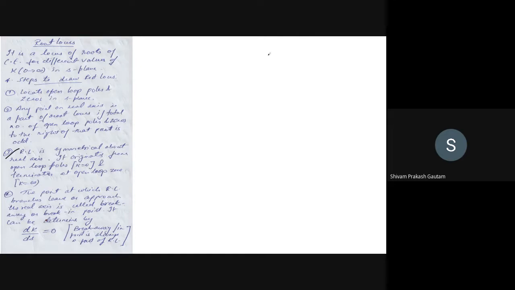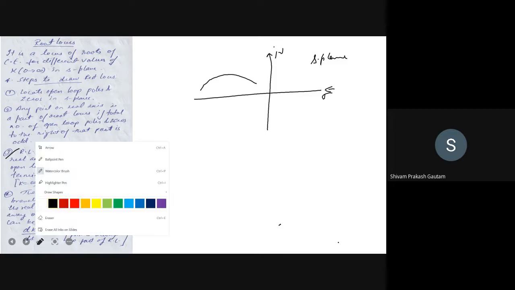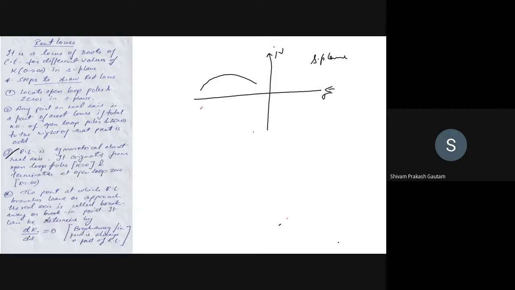What does it mean? Let us suppose we have the real axis like this, that is sigma and j omega, and this is our S plane. You can see this is our real axis. Symmetrical about the real axis means that if this is the root locus for some values of gain k, then it will have the mirror image of it on the minus side as well. So you can see that this is symmetrical to this, right?